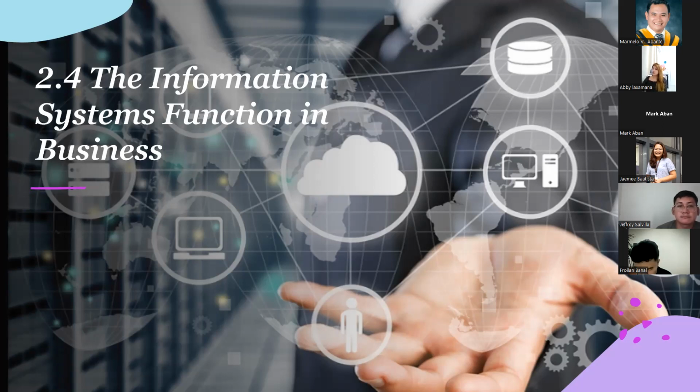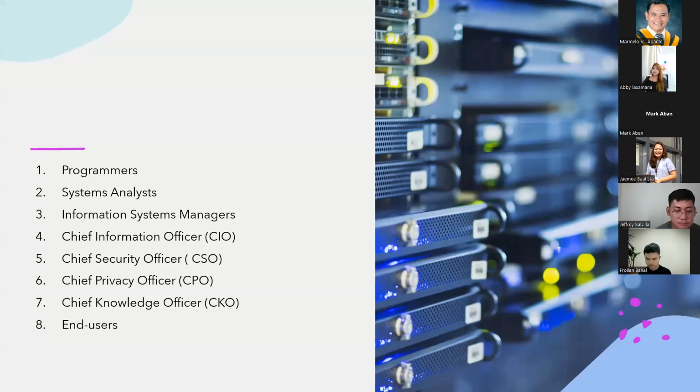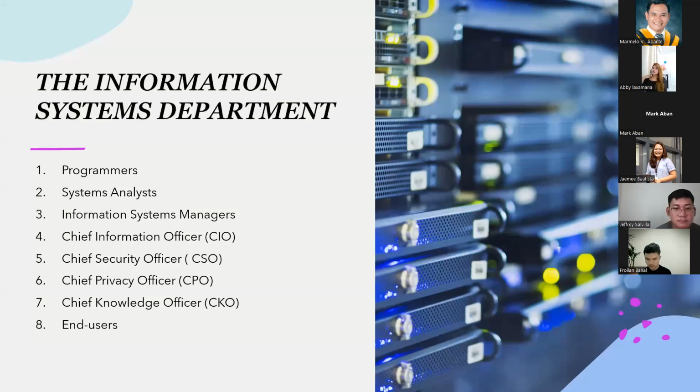So in all but the smallest of firms, the information system department is the formal organizational unit responsible for information technology services. And the information system department is responsible for maintaining the hardware, software, data storage, and networks that comprise the firm's IT infrastructure. So the information systems department consists of specialists such as the programmers, system analysts, project leaders, and information system managers.